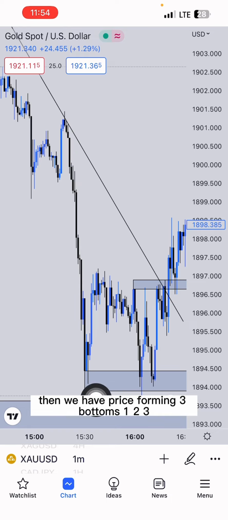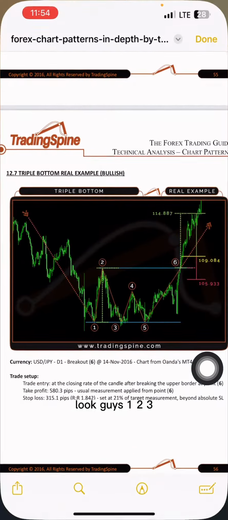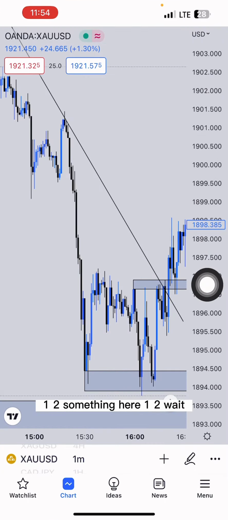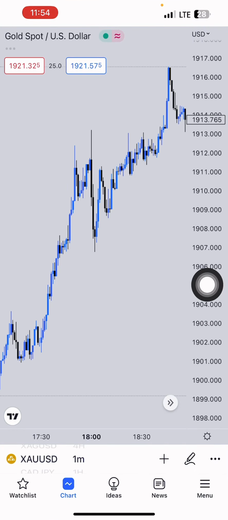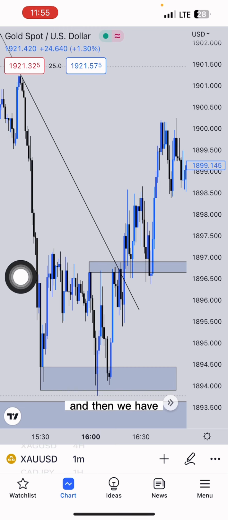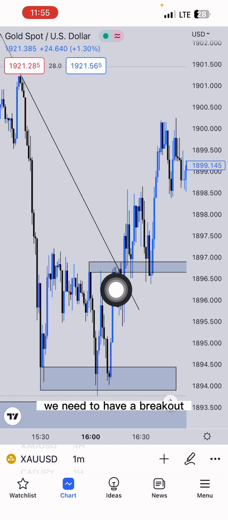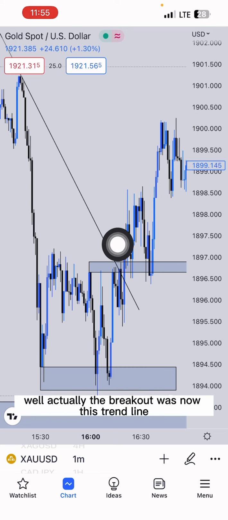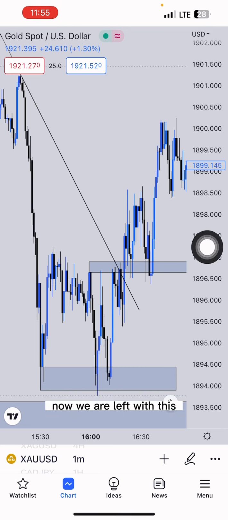Then we have price forming 3 bottoms. 1, 2, 3. Look, guys. And then we only have 2 tops. 1, 2. Yeah, you can see, 1, 2. And then we need to have a breakout. So now let's say the breakout we expect was this trend line. Now we are left with this.